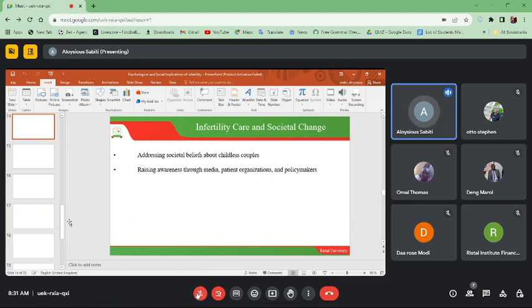And how can we address them? Through raising awareness, through media, patient organizations. We need to do healthcare education. We need to continue to counsel society about these challenges of infertility. Then the diagnostic simplifications: simplifying diagnostic procedures for accessibility.